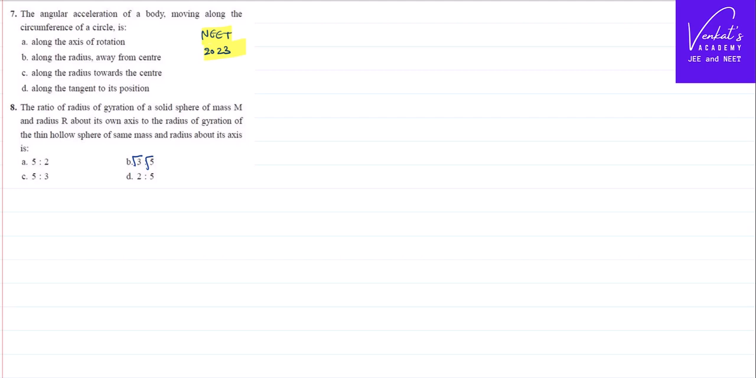Here in this video, we are solving two questions that appeared in NEET 2023 in system of particles and rotatory motion. The first question is this. The angular acceleration of a body moving along the circumference of a circle is in what direction?